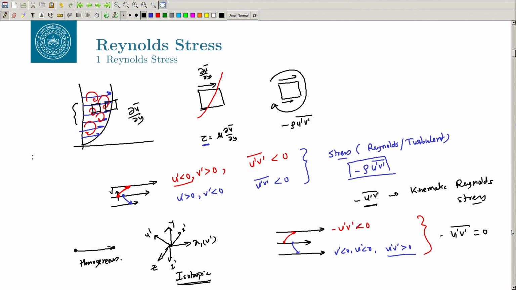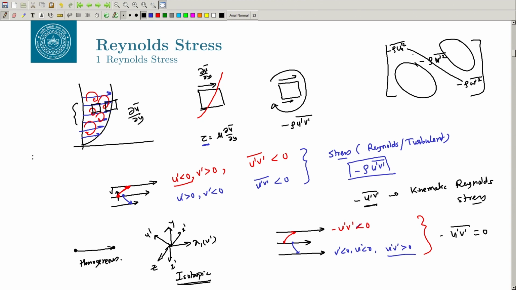So, in the case of isotropic turbulence, the stresses that will matter are the ones on your diagonal, which are basically minus rho u prime bar square, minus rho v prime square, minus rho w prime square, and so on and so forth. The terms which are deviatoric, which are not isotropic, will go to 0.